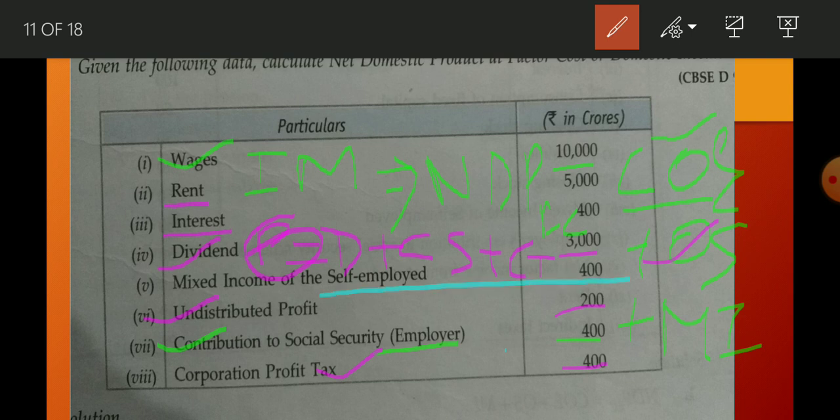So I think you have noted down this question. Please note down this question, otherwise take a screenshot. Okay, let me start.